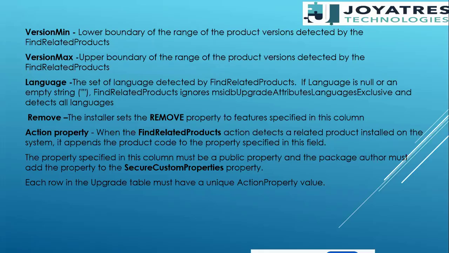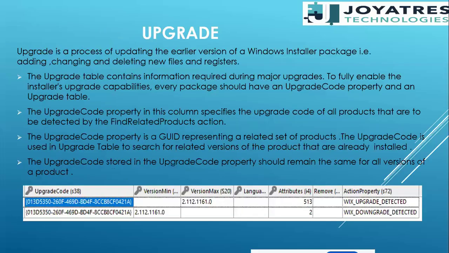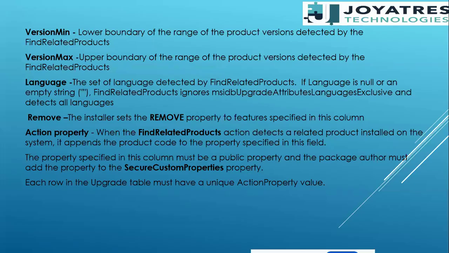Language. The set of languages detected by FindRelatedProducts. If language is null or an empty string, FindRelatedProducts ignores the msidbUpgradeAttributesLanguagesExclusive and detects all languages. So if you see here, we have kept it null. If you are going to keep it null or make it an empty string, then whatever your system keyboard language is, it will automatically detect as per that.